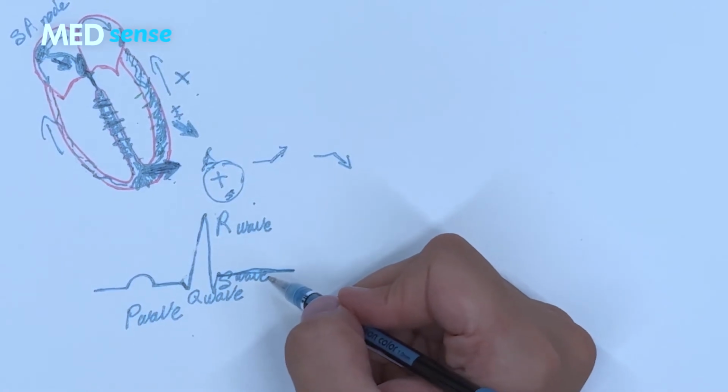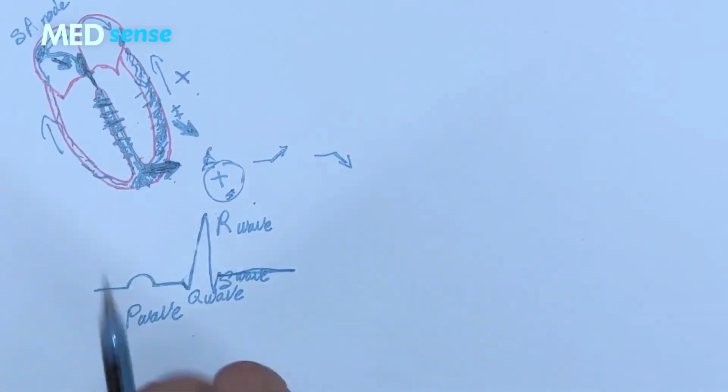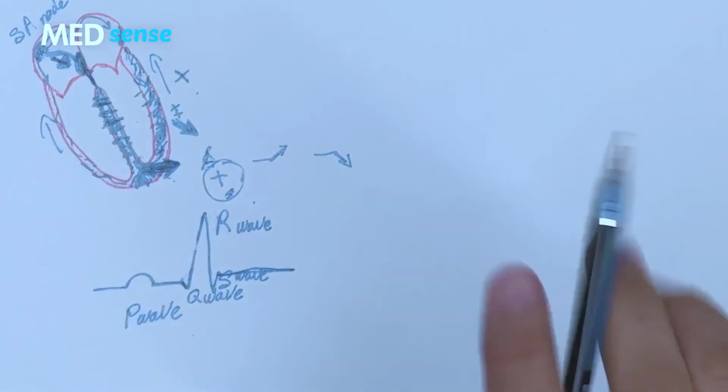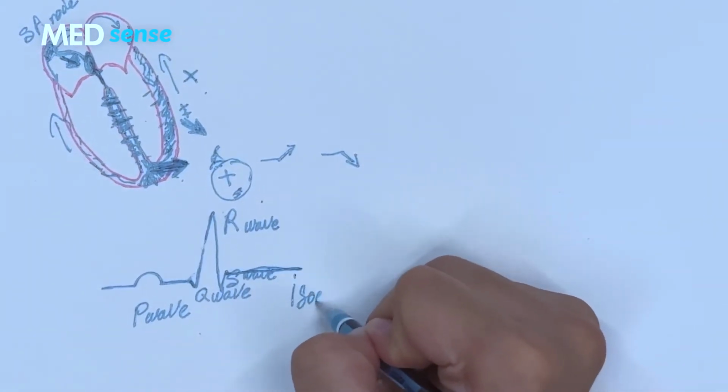We have to know something about this. It has to be isoelectric. Isoelectric means there is no positive deflection or negative deflection. So we have this flat isoelectric line.